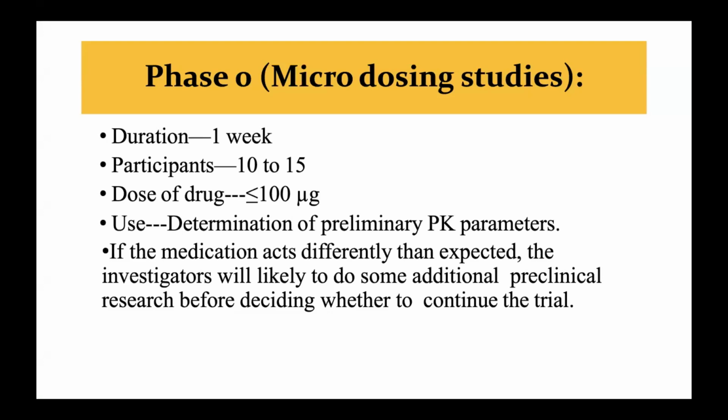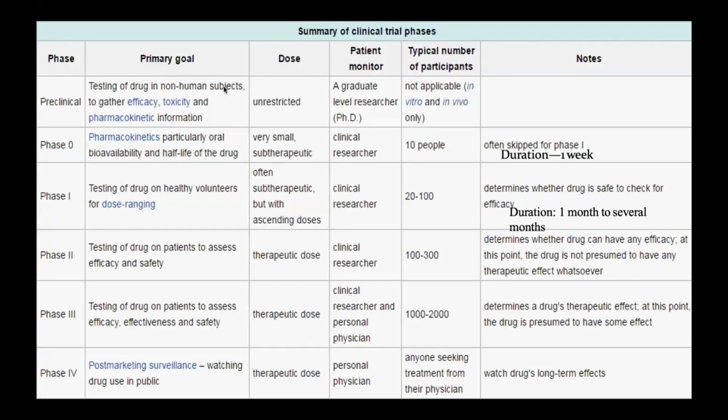Duration is 1 week, just a pilot study, participants 10 to 15, and the drug is given in a very limited dose. It is used for determination of preliminary parameters, and to see if the medication acts differently. So in these pictures, this is phase 0. Sometimes in our thesis, we do preclinical studies. In the thesis, in the dissertation, that is not a phase, that is a preclinical study.